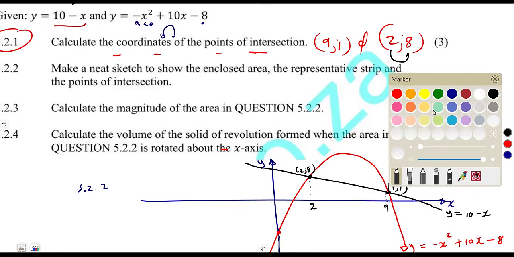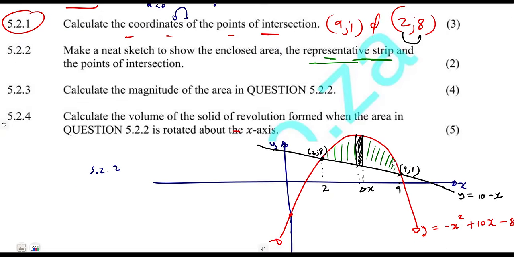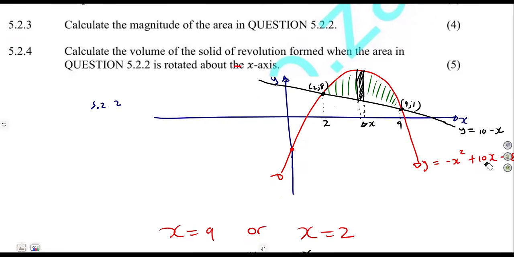Because we need to represent where the area is to be calculated, representing the strip, they show the enclosed area. The area enclosed by the two graphs is this one. Since our limits are x values, we're going to use the representative strip for x, like this. So that's the sketch for 2 marks. It was fine for you to obtain the 2 marks. So that was it from what we are given.